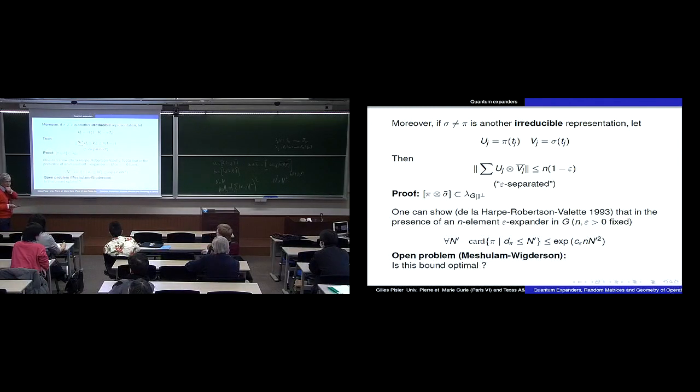One stupid question. You could have multiplicities in this tensor product. Is this a problem or is this not? Not for the norm, because I take the operator norm, so it's not a problem. Okay.